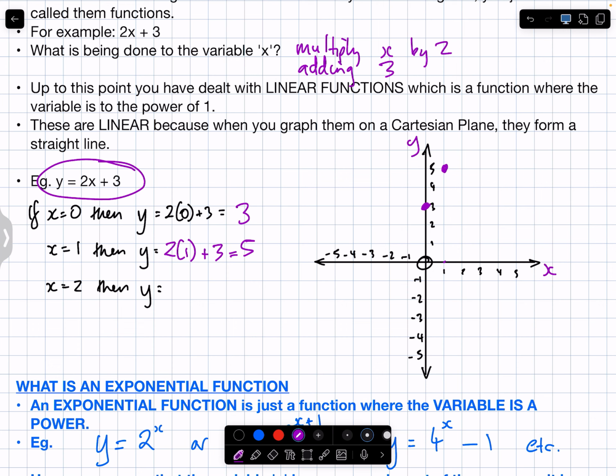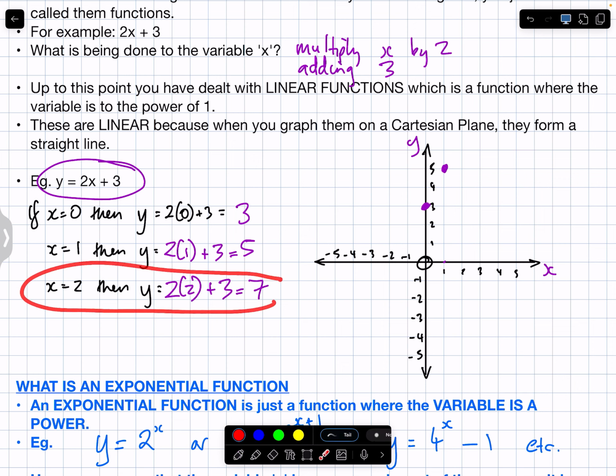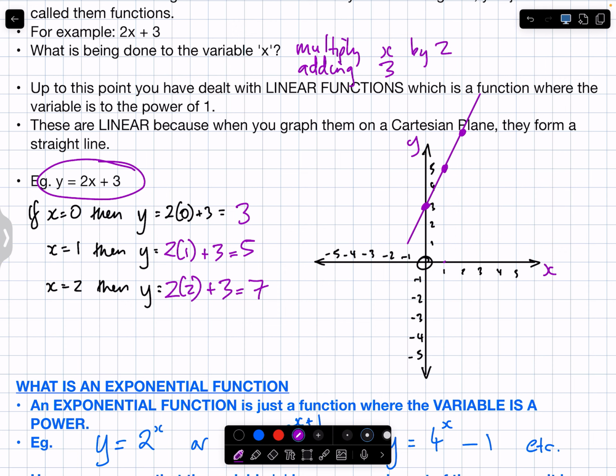Let's do x is equal to 2. What's 2 lots of 2? 4. Add 3 to that. What's 4 plus 3? What's this dot going to look like? When x is equal to 2, which is here, what's y going to be? 7, which is going to be up there. Is that forming a straight line? If I drew a line through that, that forms a straight line. That's all you have dealt with up until this point in high school.